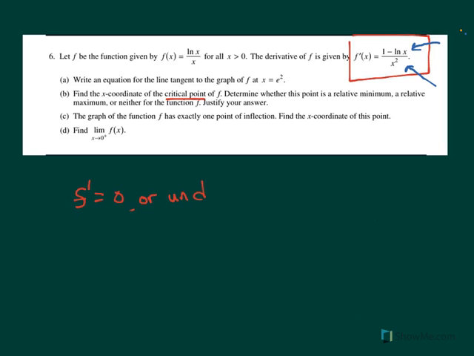To determine whether it's a relative min or relative max, the big idea for that is your first derivative test. So you'll want to set up a first derivative test using your critical values, determine whether f prime is positive or negative, and that will tell you whether f is increasing or decreasing.